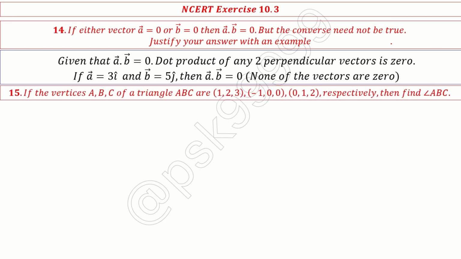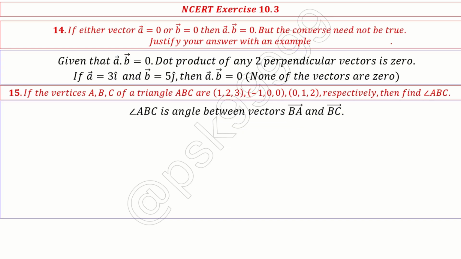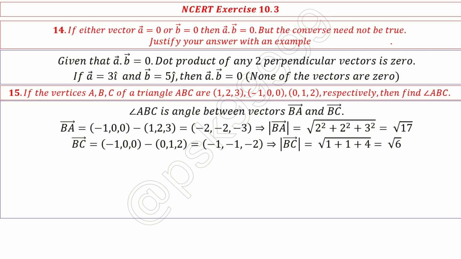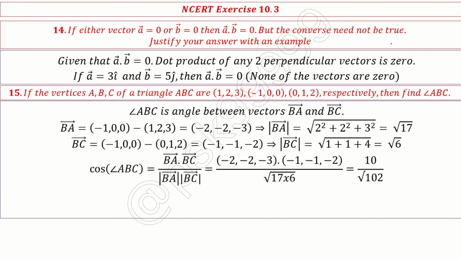Okay, if the vertices of ABC are given, find the angle ABC. So draw a triangle, simple actually. Put the vertices. What is BA? And then BA magnitude, BC and BC magnitude. Now we need ABC, so that means the angle between BA and BC, correct? Which is nothing but the scalar product. So cos ABC equals BA dot BC divided by the magnitude of BA and the magnitude of BC. So you substitute the values, you will get it. Okay, cos inverse of 10 by square root of 102.